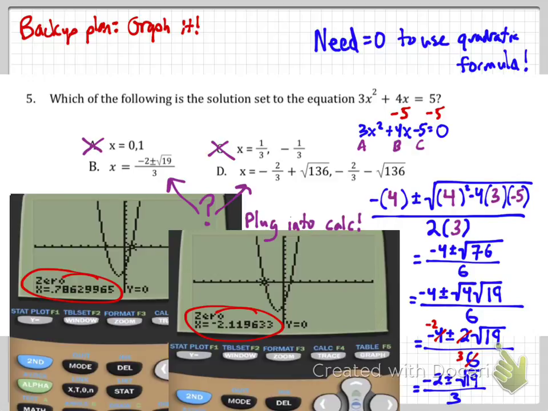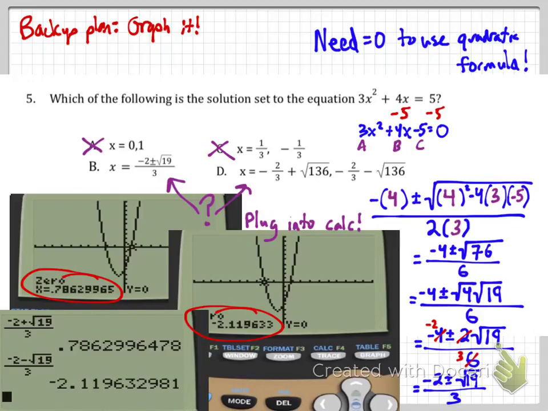I want to show you guys how to plug it in, because a lot of people ask me, well, how do I plug in the plus and minus? You don't plug in plus minus. You plug it in twice, once with plus and once with minus. Okay?